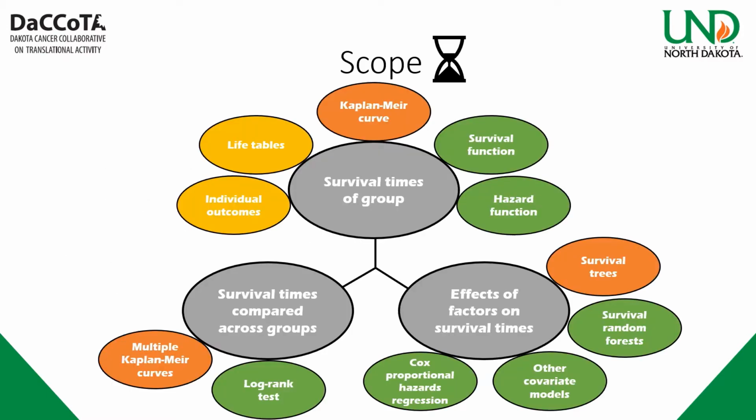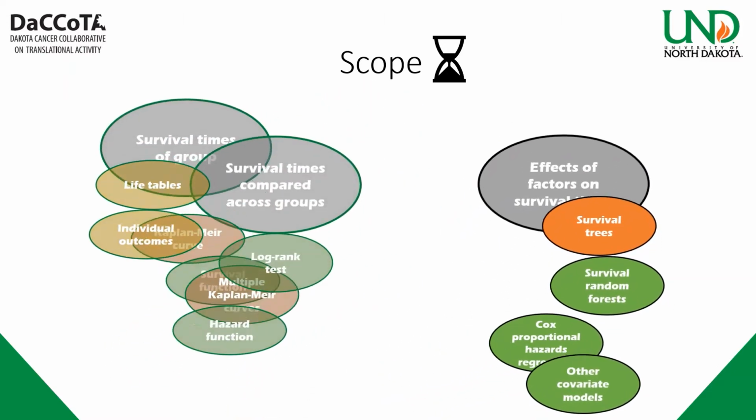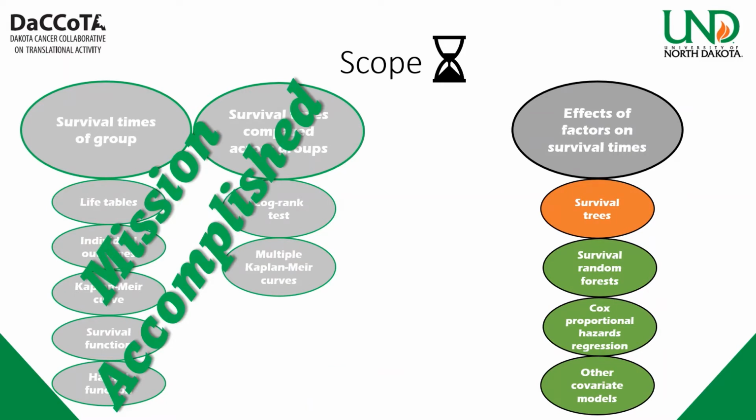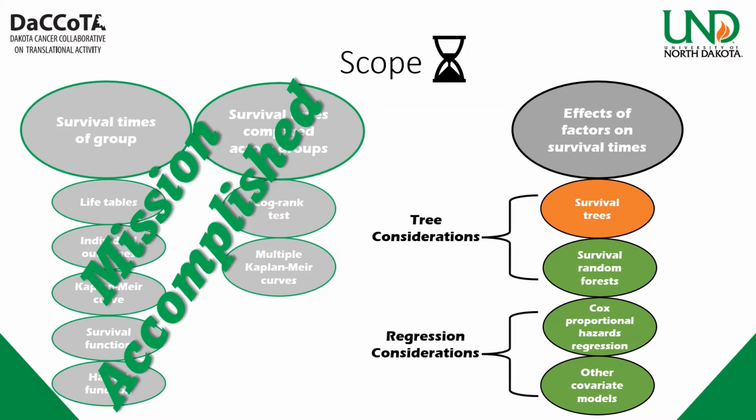So coming back to our nice scope landscape visualization, we can see here that we have already accomplished our mission of dealing with survival times of a group and across groups in Module 2. So today we'll focus our attention on the effects of factors on survival time. We'll examine tree considerations and then regression considerations, as well as specific types of models for sort of unique data type.